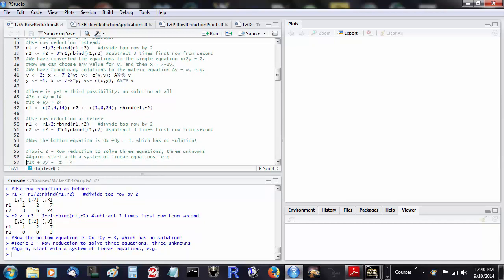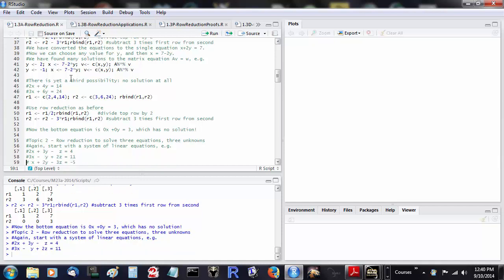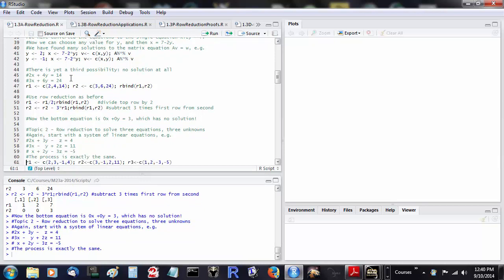Now let's go to what was probably the messiest case you dealt with in your first linear algebra course, namely 3 equations and 3 unknowns. So there's 3 equations and 3 unknowns, x, y, and z. Exactly the same process will work.